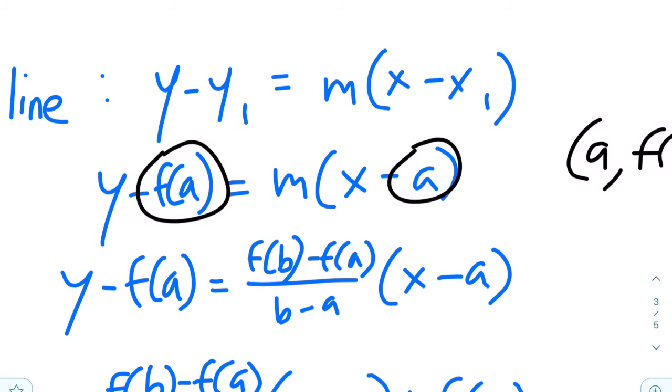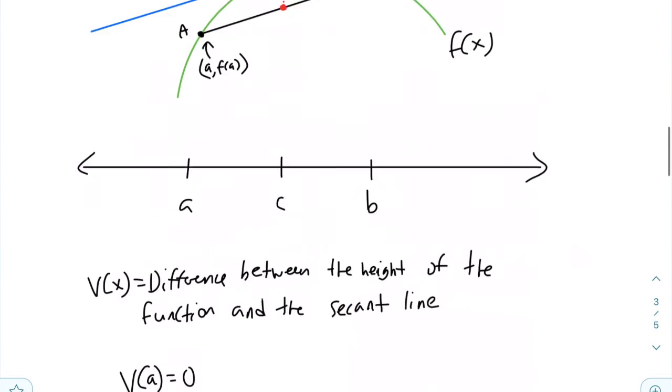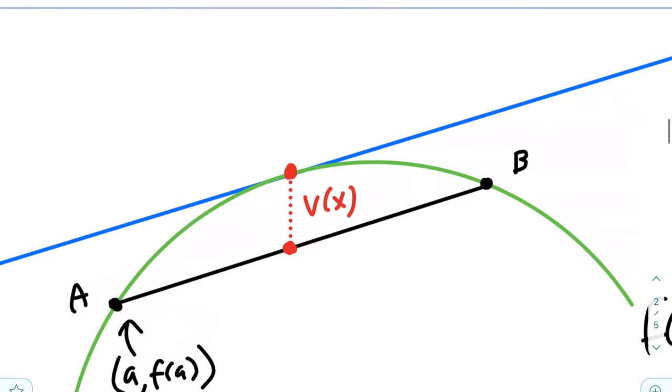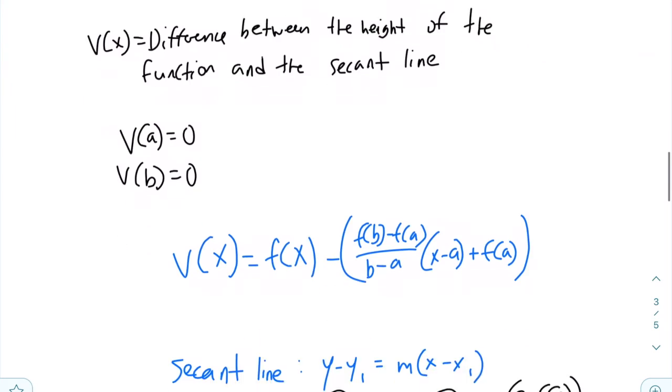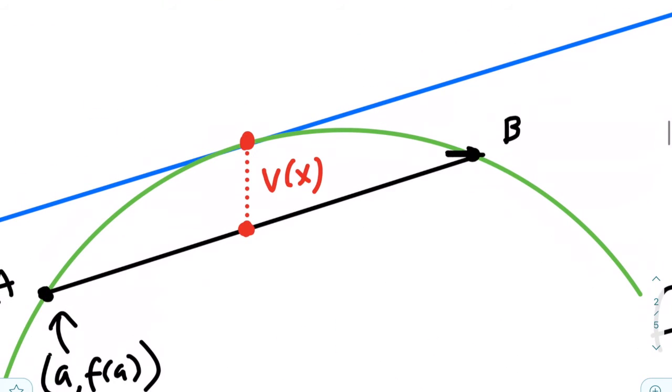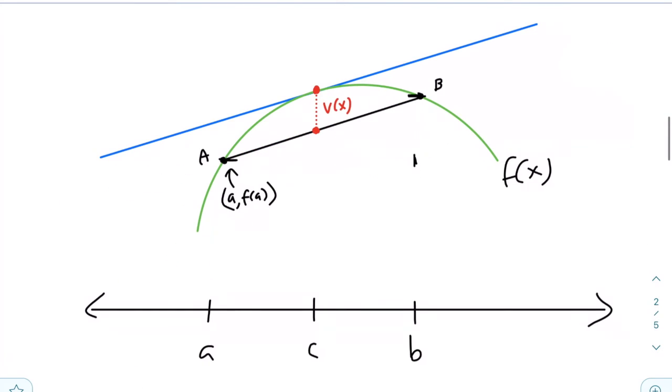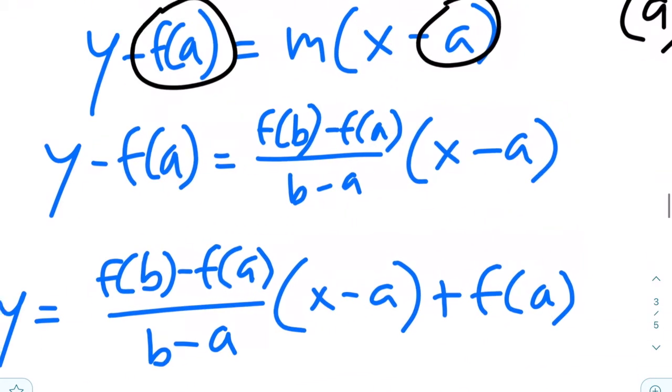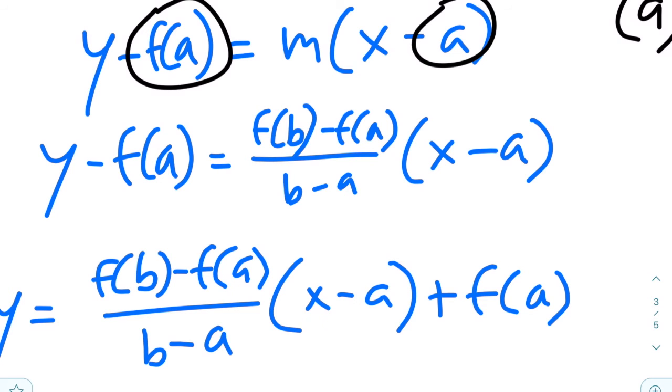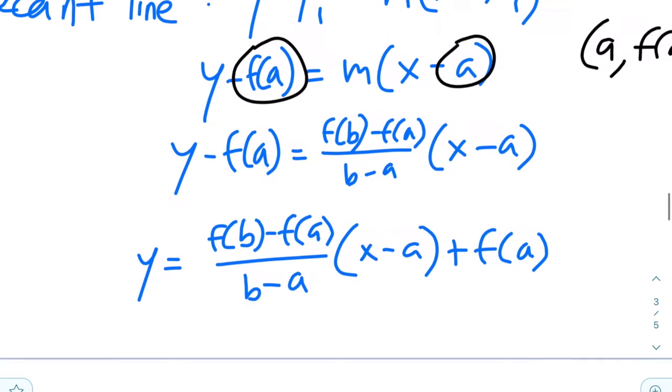Now what's the slope? The slope of the secant line, as we said before, is just rise over run. It's this difference over this difference. So essentially it's f of b, which is at this height, minus f of a, over b, which is down here, minus a. So that's the slope here. So we plug that in here. And now we can change it so that we bring the f of a to the other side so that we isolate y.